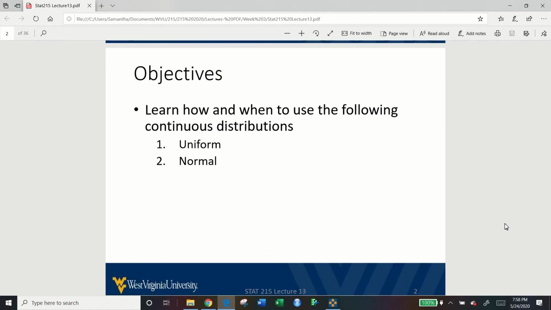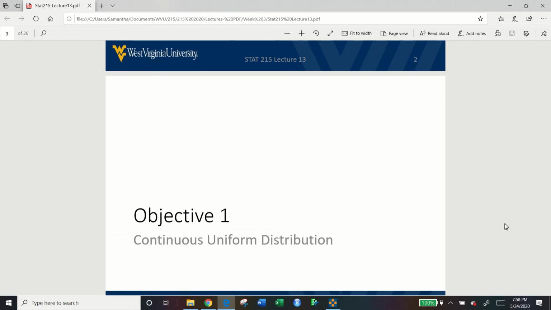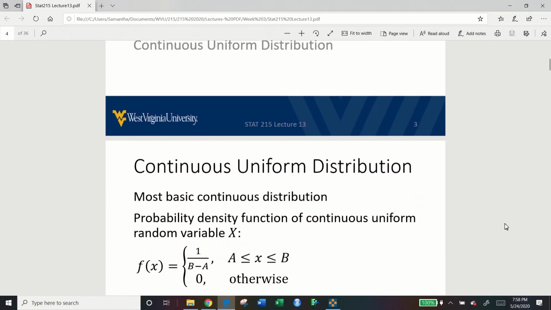In this lecture video we are going to learn and discuss two continuous distributions. First we're going to talk about the uniform distribution, and then we will talk about the very important normal distribution. Let's get started by talking about the continuous uniform distribution.